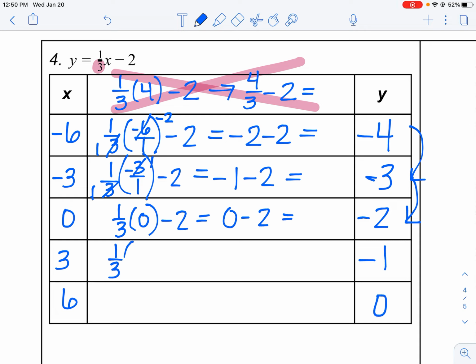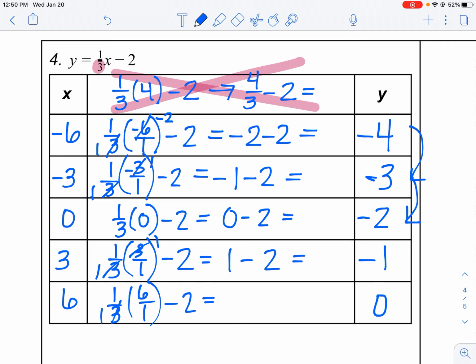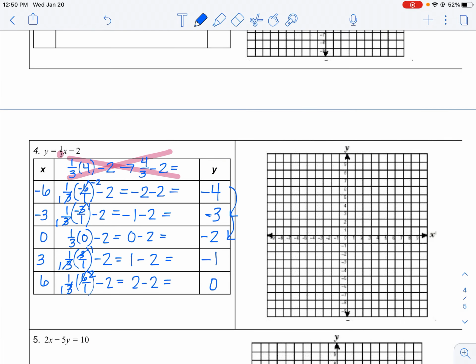So we have 1/3 times 3/1 minus 2. Those become 1s, and I get 1 minus 2, which is equal to -1. 1/3 times 6/1 becomes a 1, becomes a 2, so I have 2 minus 2, which is equal to 0. And now I'm going to plot those points on the coordinate plane.